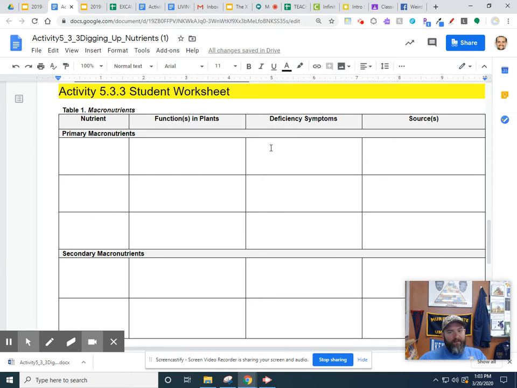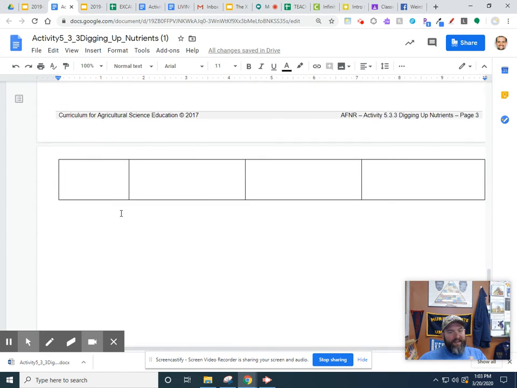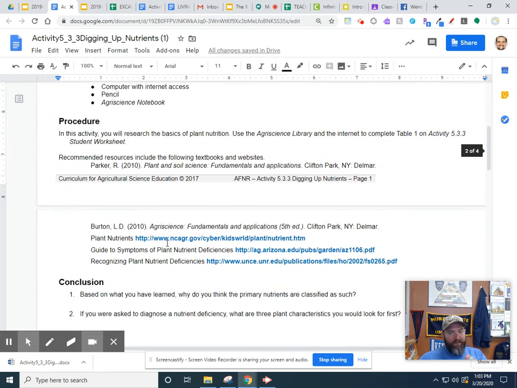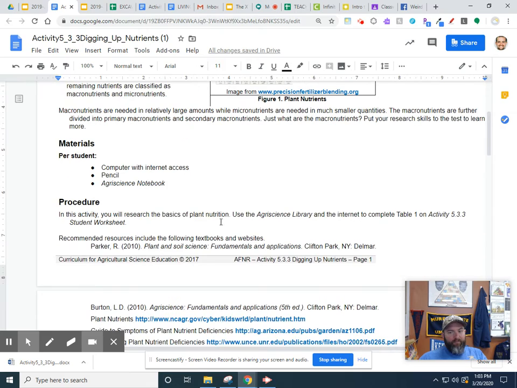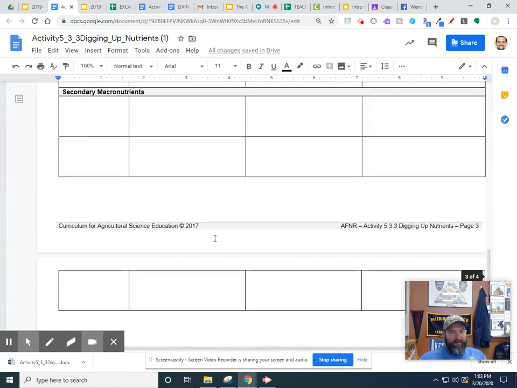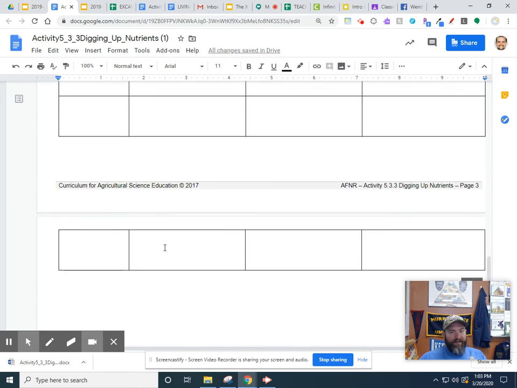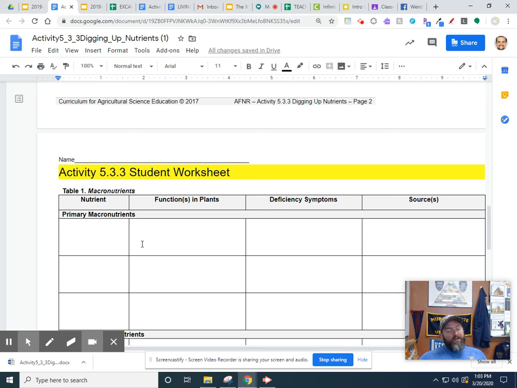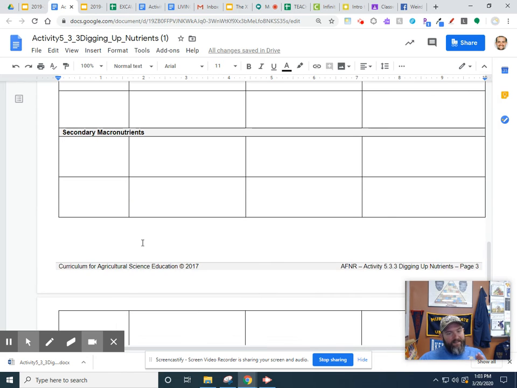But anyway, what you're going to do with this is find the primary macronutrients, what their functions are in plants, deficiency symptoms, and where they get that nutrient. You're also going to look up secondary nutrients. So you're going to find those and put those there. So with this, you're finding three primary macronutrients and three secondary macronutrients.